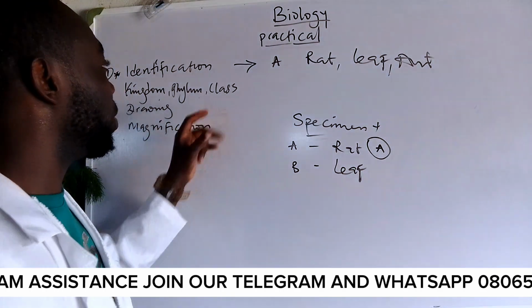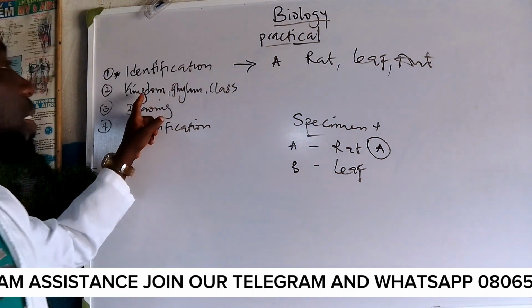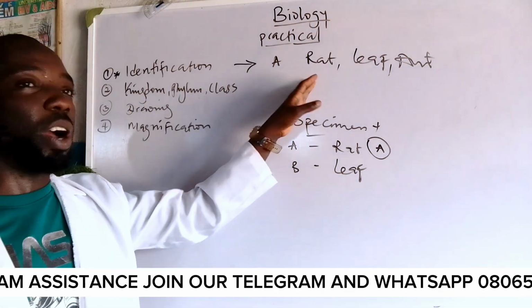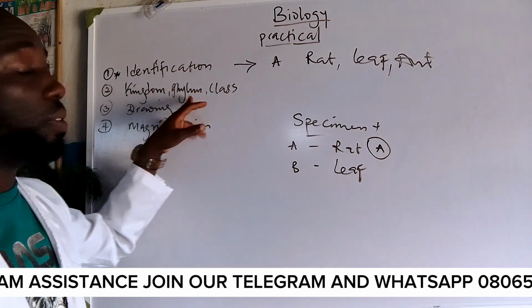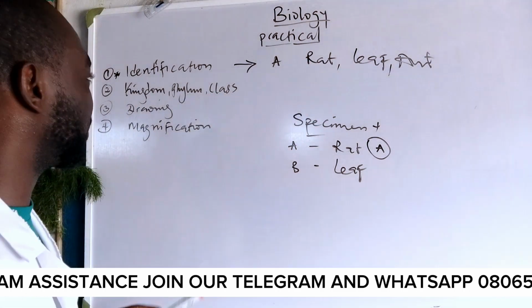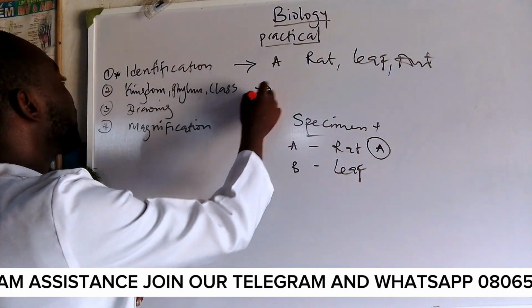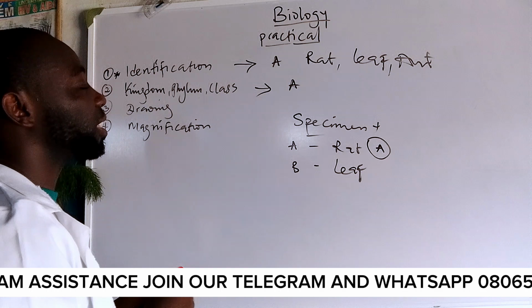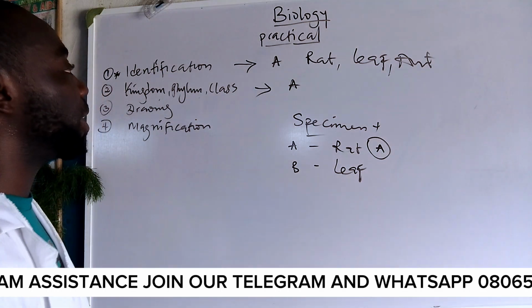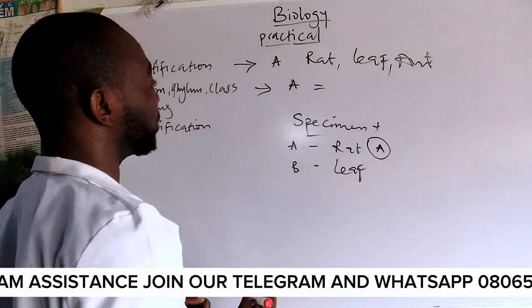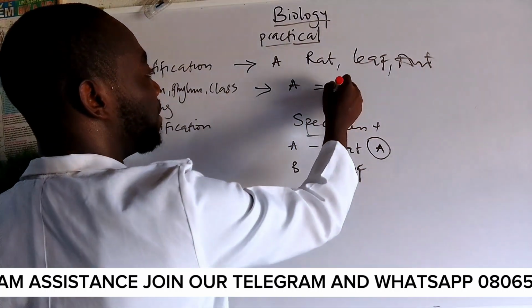Secondly, you will always see a question like, state the kingdom of that specimen which you have mentioned, or state the phylum or class of that particular specimen. For example, you may be asked to state the kingdom of specimen A. Now from here, what is the kingdom for specimen A? The kingdom for specimen A is the Animalia kingdom.